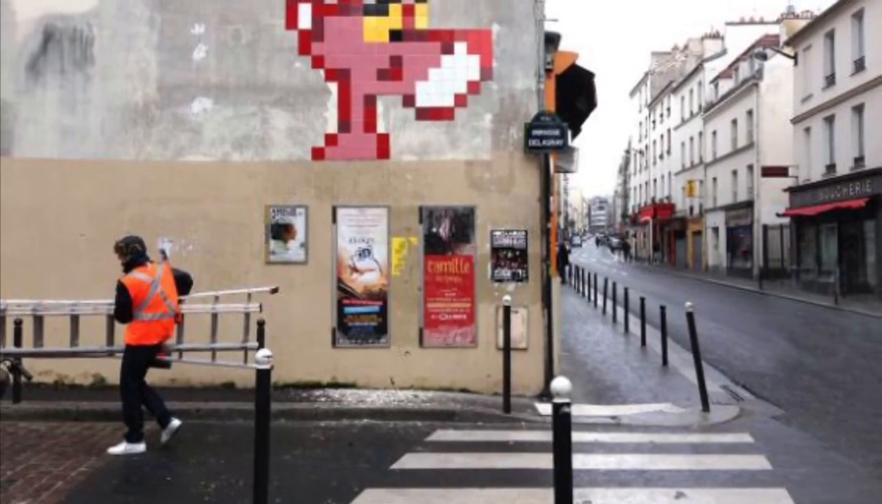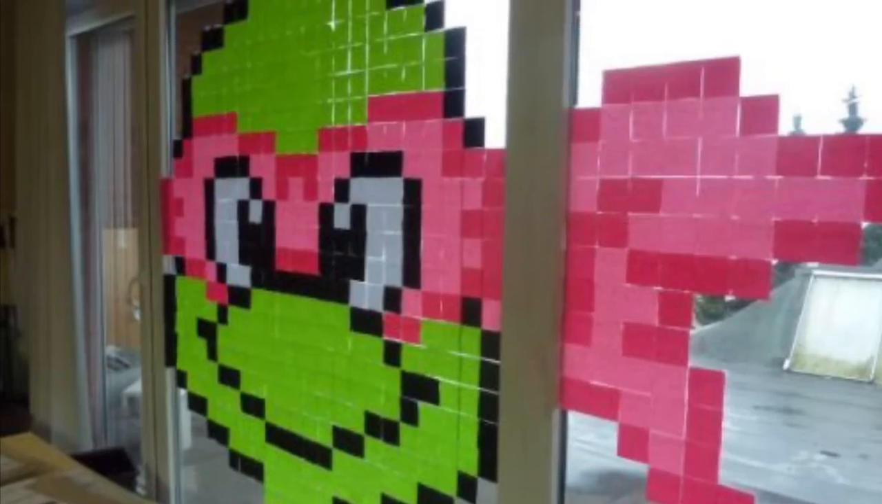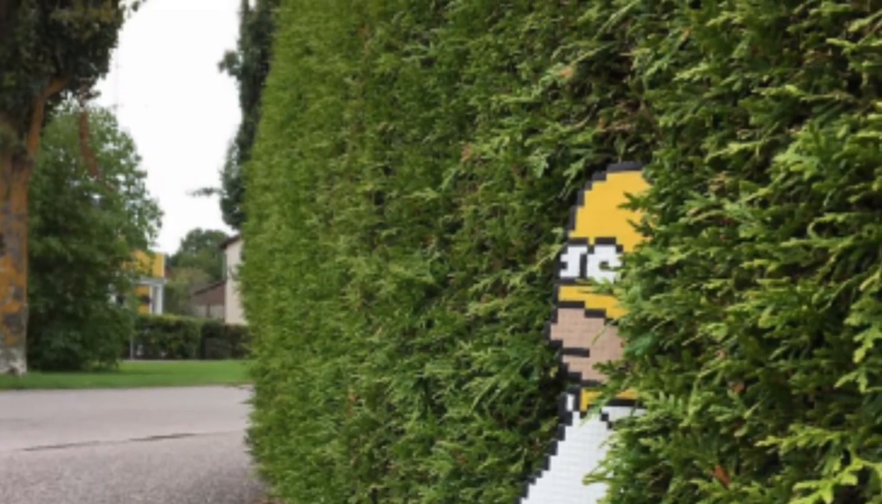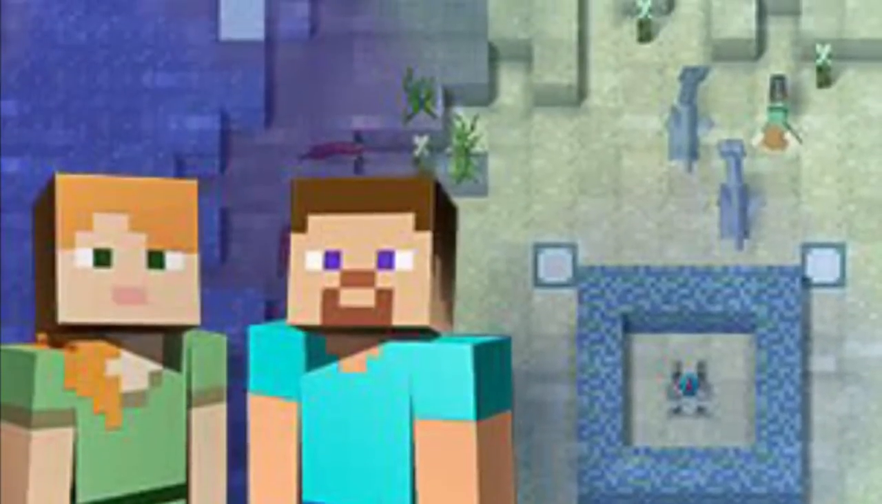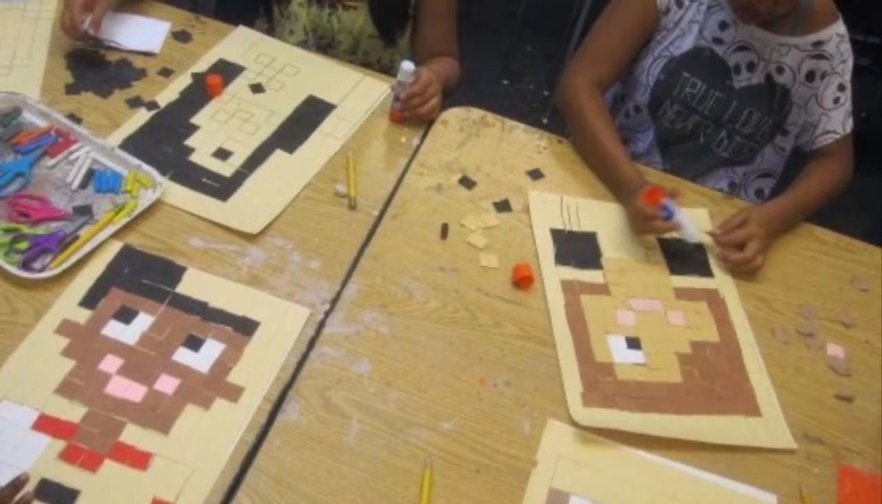Pixelated art really has taken over. There's a lot of ways to create pixel art. This was made using Post-its, and this was made by a different artist who likes to make pixel sculptures. So pixels are still inspiring to us today. It's a nice mathematical way to make something that looks like cool art.